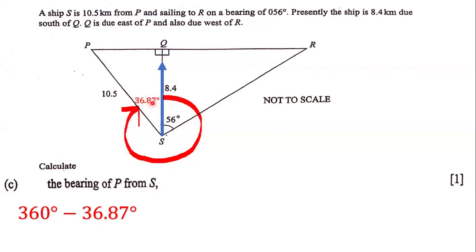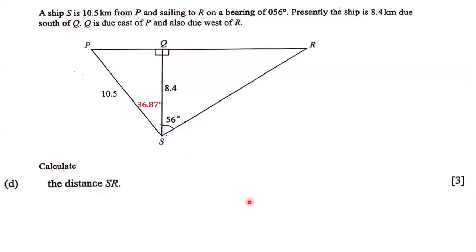Because a complete revolution, or angles in a circle, add up to 360 degrees, but we don't want the complete revolution. We just want a portion of it. And so we take 360 and we subtract 36.87. When we do that, we get 323.13 degrees, and that's the bearing of P from S.